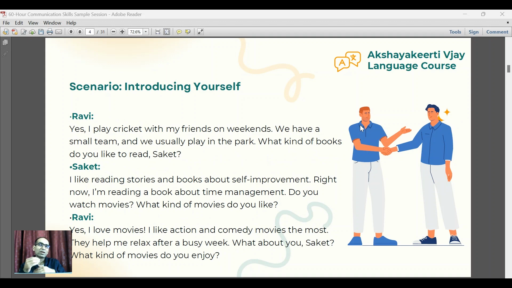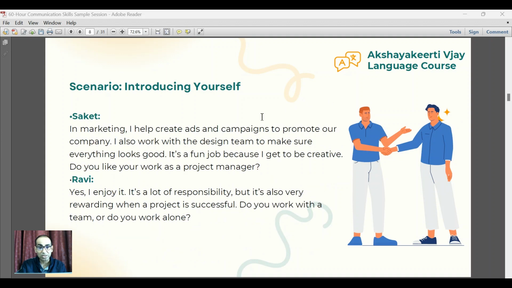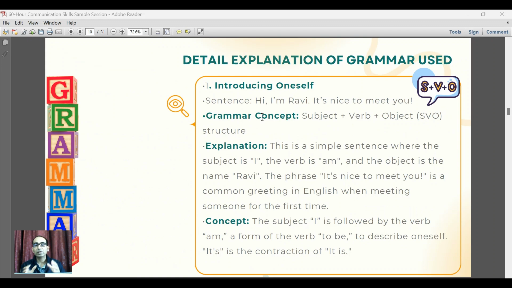It has to be very conversational, right? So this script is just a help for you. You don't have to totally rely on the script, but if your language is not that good, you can use the script. Once we have finished this role play, we move on to the next segment, which is the detailed explanation of grammar used in the script.